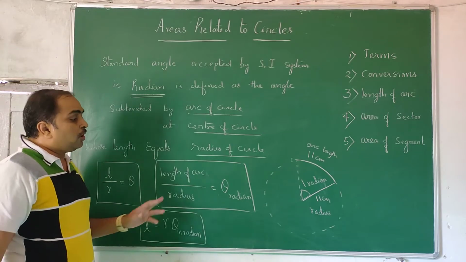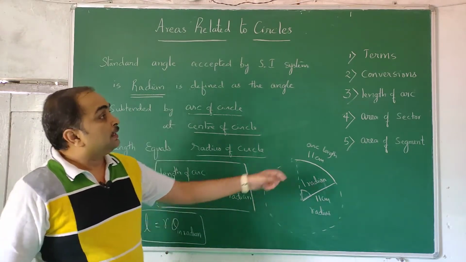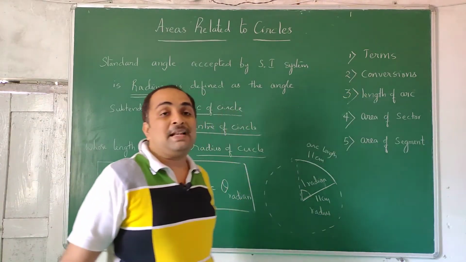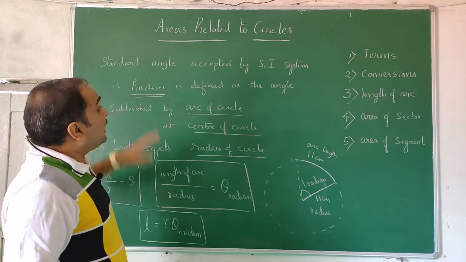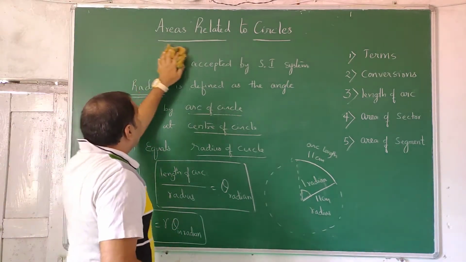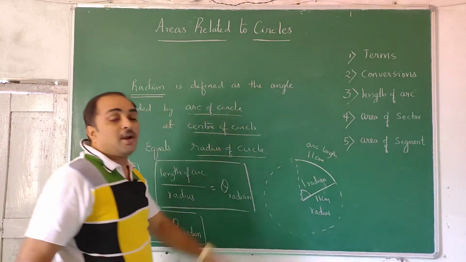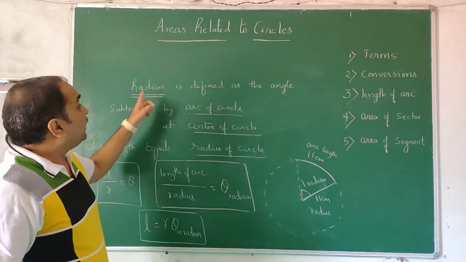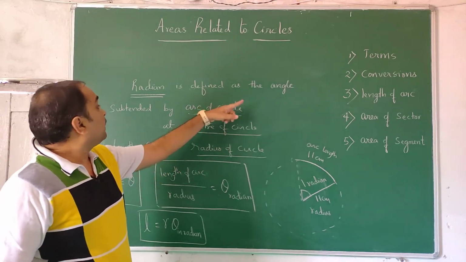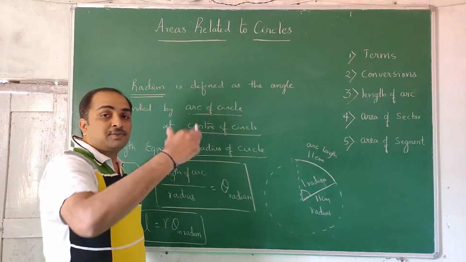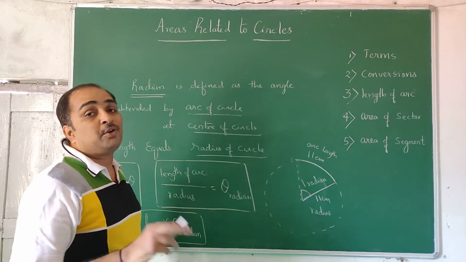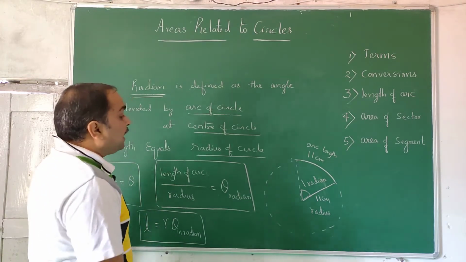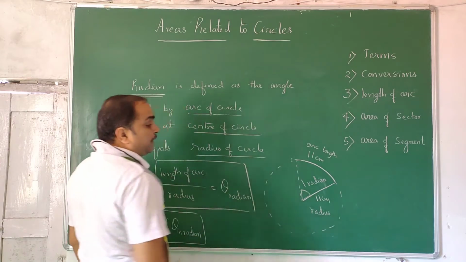But you should know how to convert any angle into radian. That is the second part of my lecture, called conversions. So the standard angle accepted by the SI system is that you have to measure angle in radians. Radian is defined as the angle subtended by an arc of a circle at the center of the circle whose length is equal to the radius of the circle. The arc length should be equal to the radius of the circle. Then the angle subtended at the center is called 1 radian.